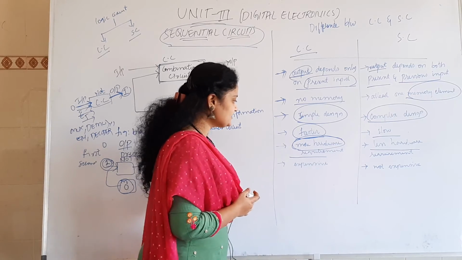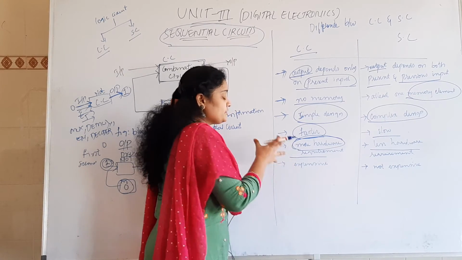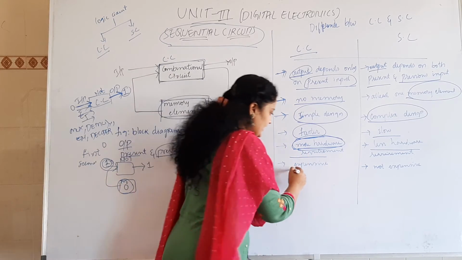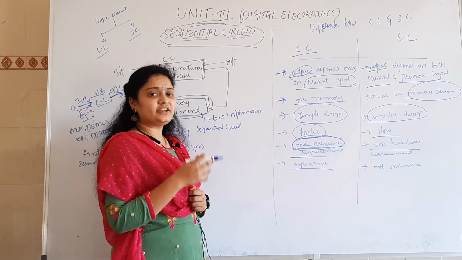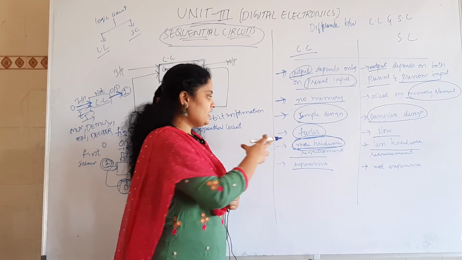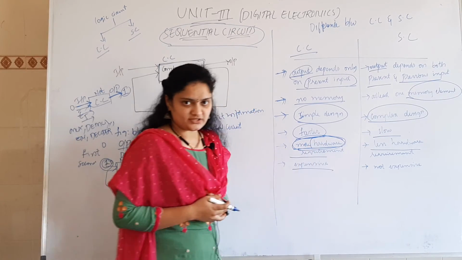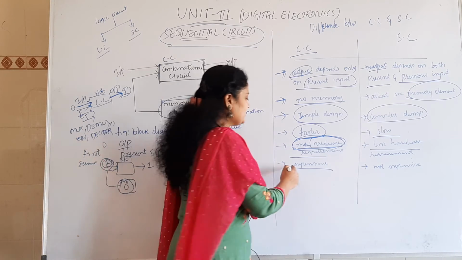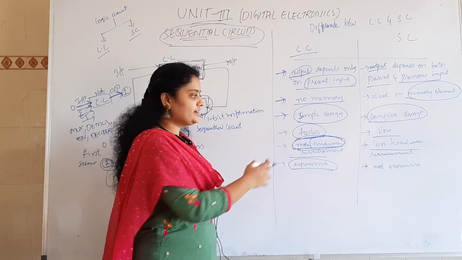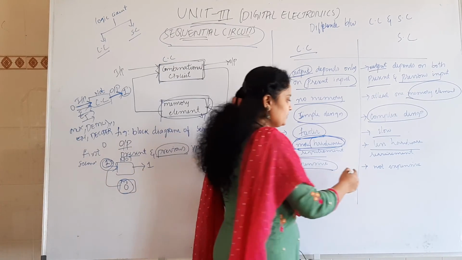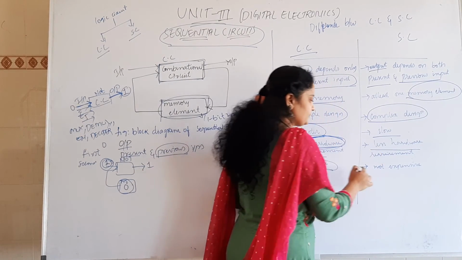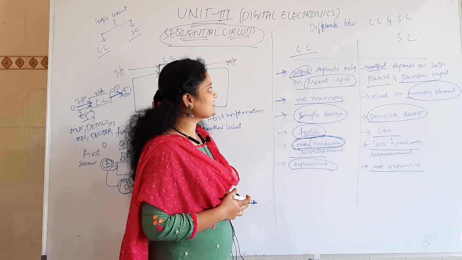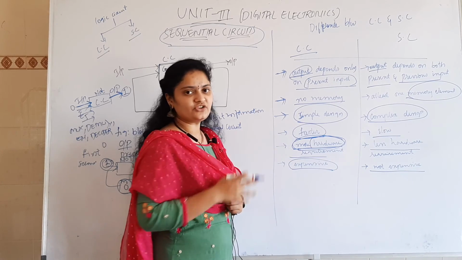And the last point is, a combinational circuit requires more hardware, so it is expensive. Whatever hardware components are there, you have to purchase each and everything separately. For that it is expensive. A sequential circuit is built in, so it requires less hardware, and for that purpose it is not expensive. These are the 6 differences between combinational and sequential circuits.